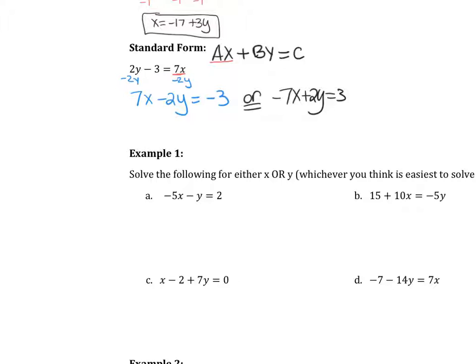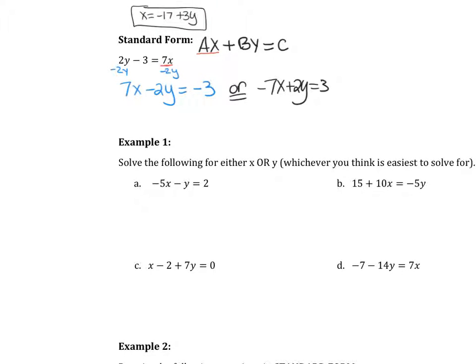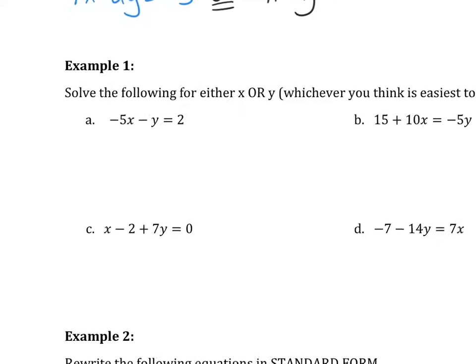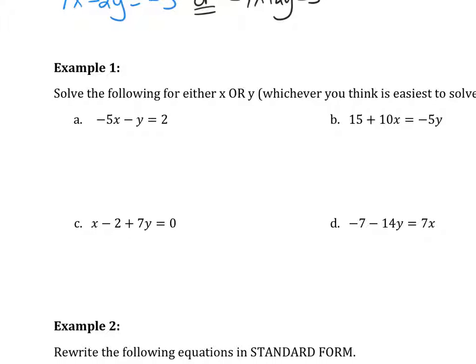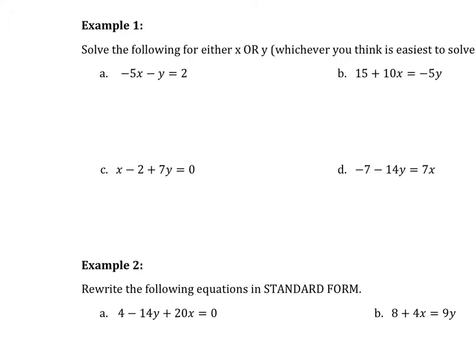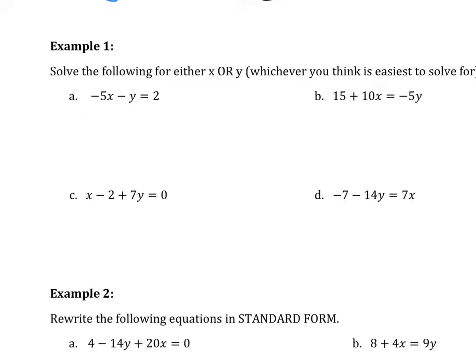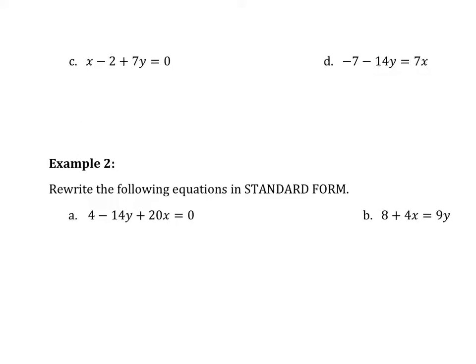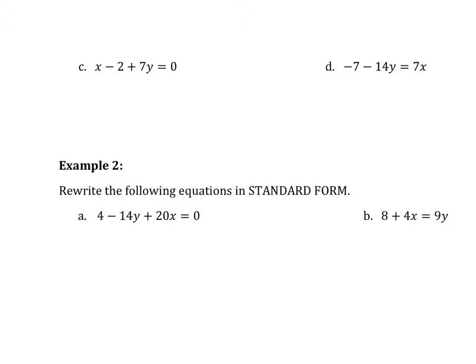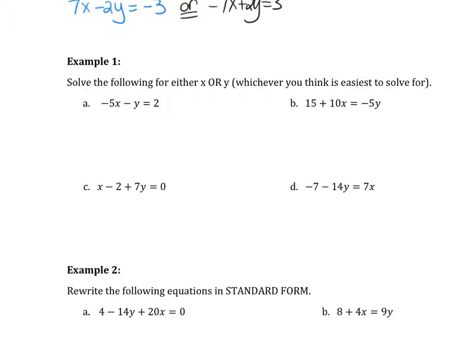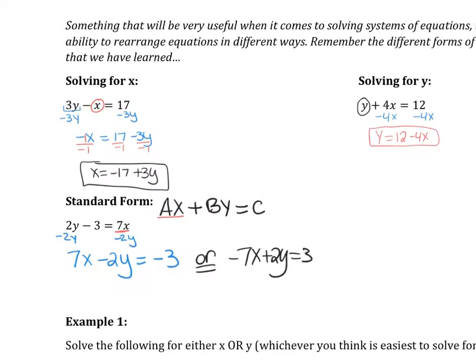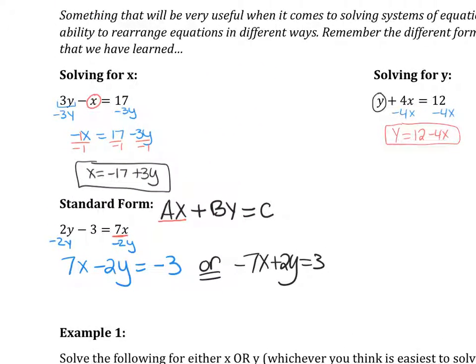Okay, so I want you guys to take a couple minutes to do example 1 and 2. So example 1, you're going to solve for either x or y. It doesn't matter which one. You can pick whatever variable you think will be the easiest to get by itself. Example 2, we do want to write it in standard form. So the x term plus the y term equals a number. So go ahead, take a few minutes. I'll leave these up here so you can see examples. And we'll go over them in a few minutes.